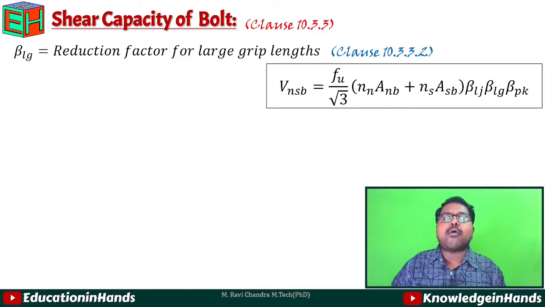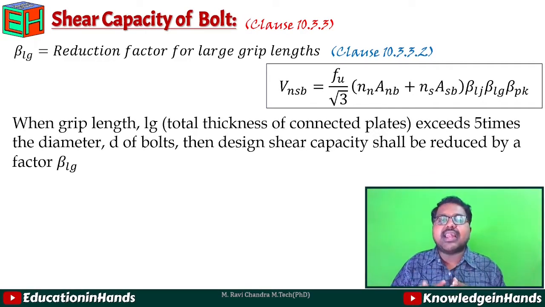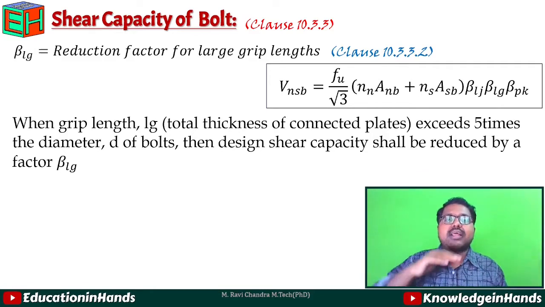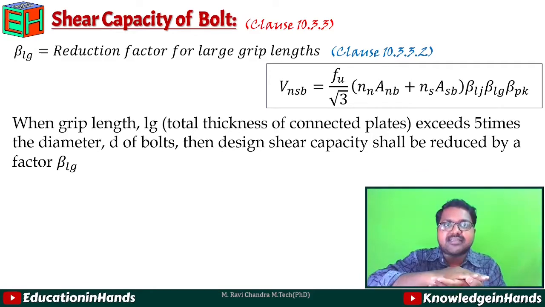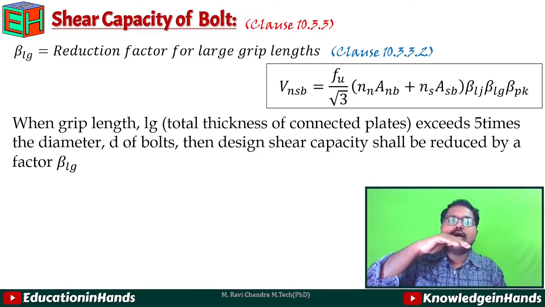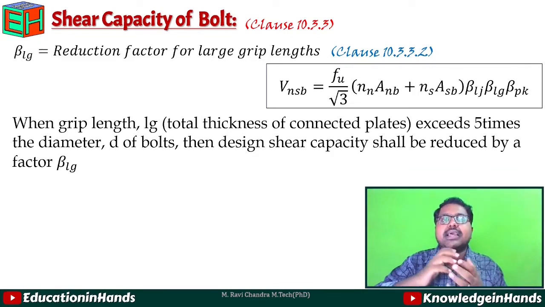In clause 10.3.3.2 it is given: when the grip length LG, which is nothing but the total thickness of the connected plates, is considered. How many plates are connected? The total thickness is nothing but the grip length. If it exceeds 5 times the diameter of the bolt, 5D, then the design shear capacity shall be reduced by a factor beta LG.